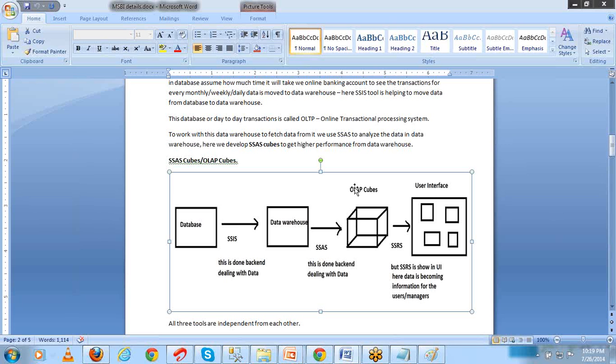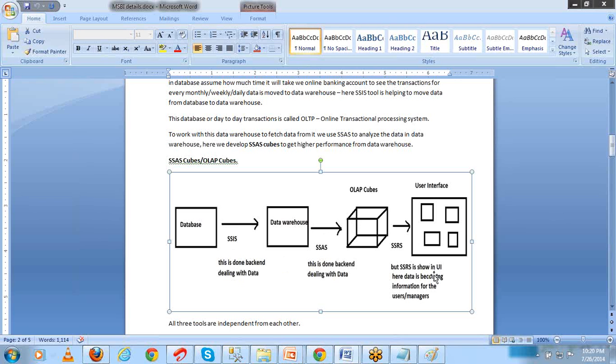This cube is called OLAP. I'll tell you about OLAP and OLTP. Assume that this is a cube. Now this has multiple dimensions: dimension 1, 2, 3, the X-axis, Y-axis and Z-axis. From this we take the data which is required and finally give it to the report. This is done in the backend and this is working on the data. Finally, the report is the information for the user.